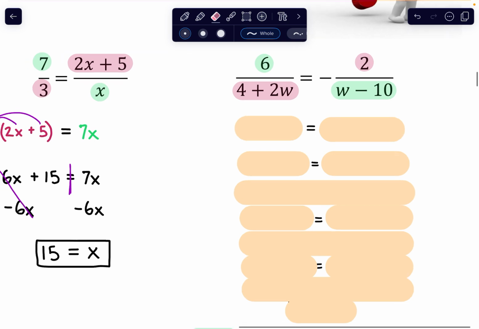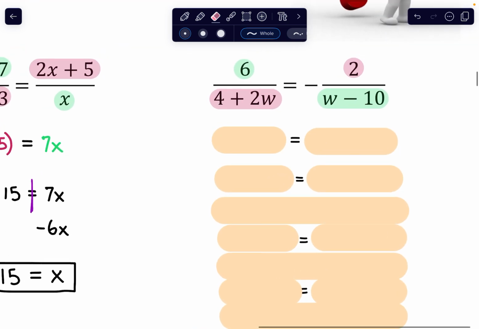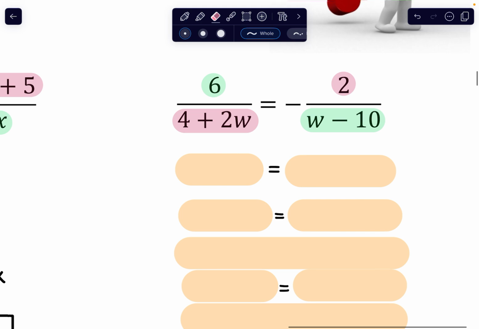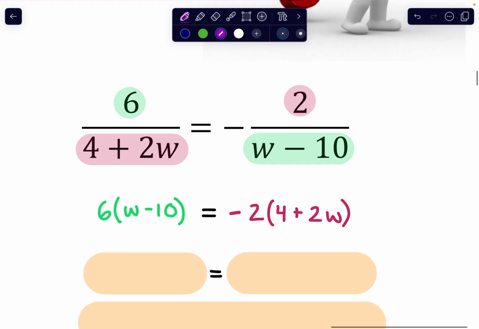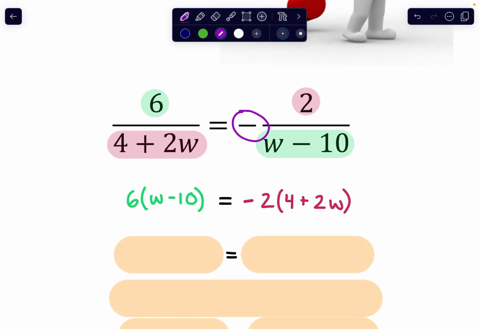Okay, this is about as complicated as it gets because we're going to have to use parentheses on both sides. Okay, so one of my cross products is 6 times w minus 10, and the other is -2. Okay, so this is a good thing to talk about here. We have a negative sign in front of the fraction. I didn't see that until just now.